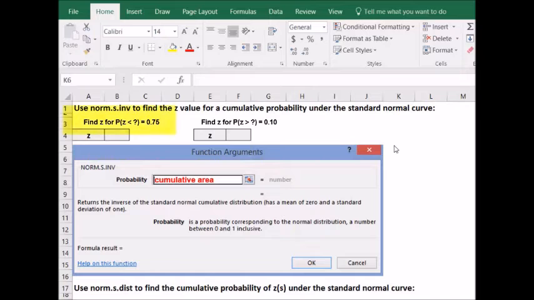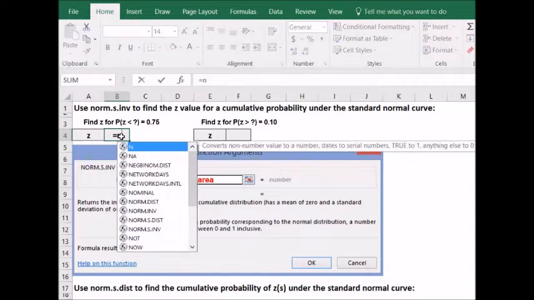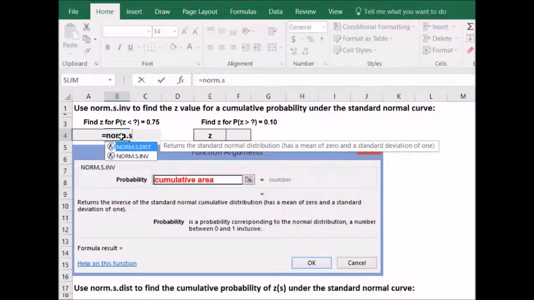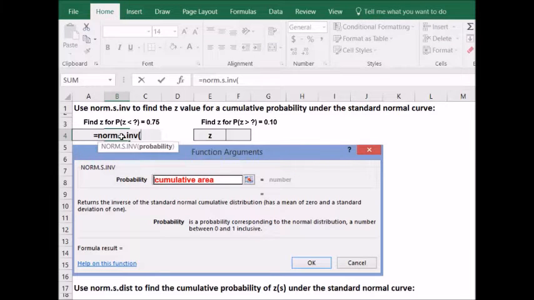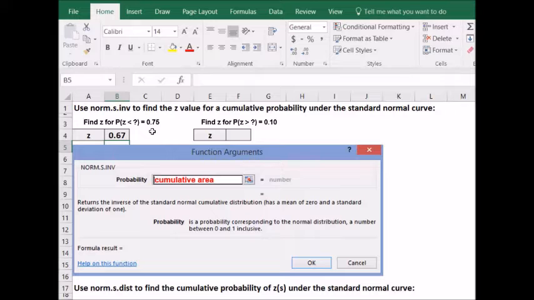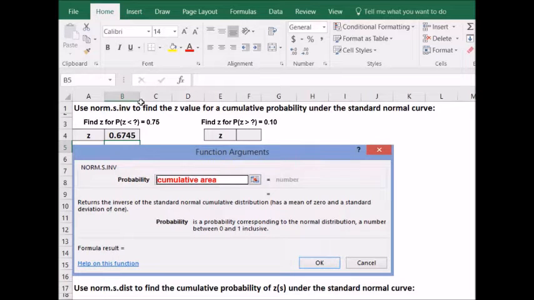To find the z-value that corresponds to 75% of the area under the curve, enter 0.75 or 75%. Equals norm.s.inv, open parenthesis, and then I'm going to enter the answer here in the cell since there's only one value that we need, and the answer is 0.67. A z of 0.67 corresponds to approximately 75% of the area under the curve from negative infinity up to that value of 0.67. The size of my cell will determine the amount of rounding in Excel. If I expand the column width, I'll be able to see more decimal places.